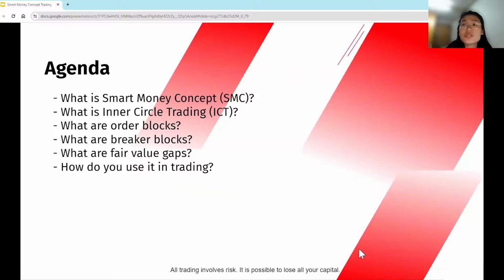So here's our agenda for today. We are going to do a brief intro to SMC and then ICT, because SMC is a kind of an extension to ICT. So we'll do a brief intro to that. And then we'll look at order blocks, breaker blocks, fair value gaps, and how exactly to use SMC in your trading.